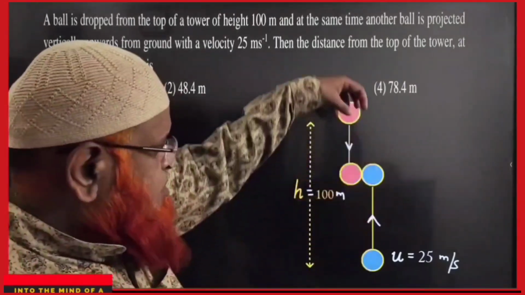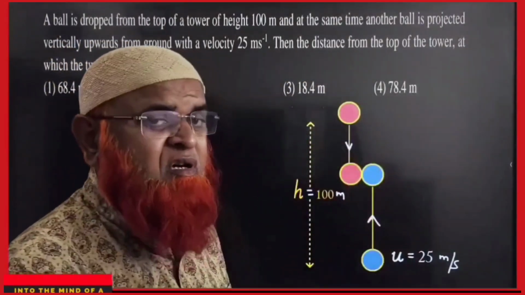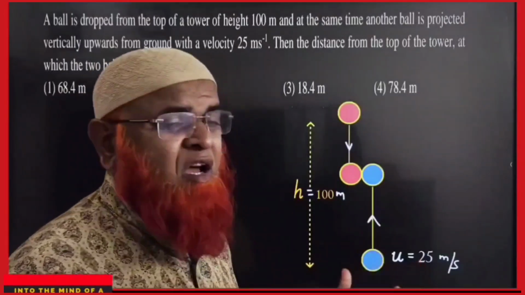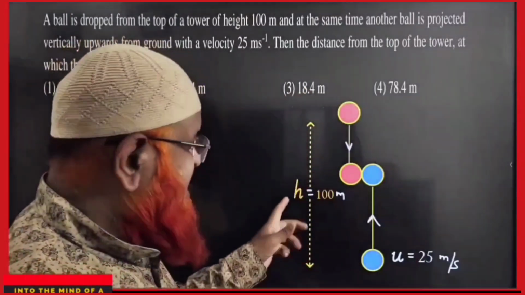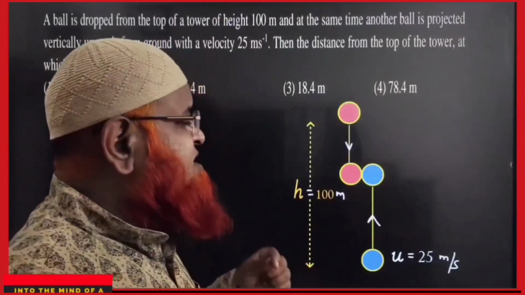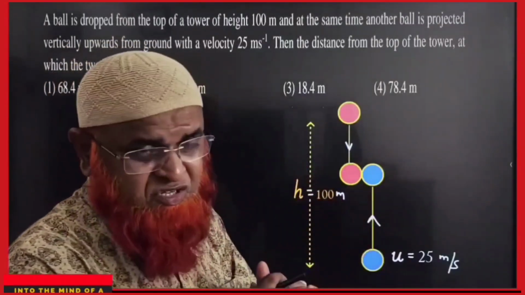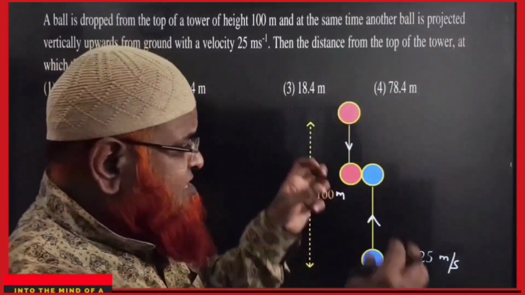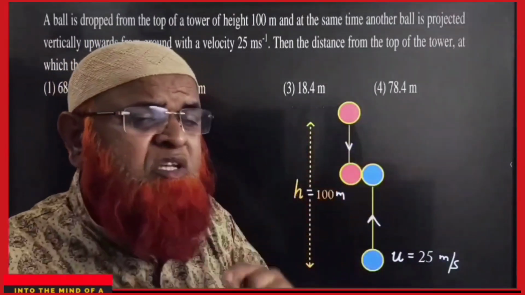Dear students, one ball is dropped from a certain height, and one ball is projected upwards from the ground with a speed of 25 meters per second. The total height from top to bottom is taken as 100 meters. He is asking us to find out when and where the balls will meet from the top. For that, first of all, you have to find out when they are going to meet. You have to find out the time first.